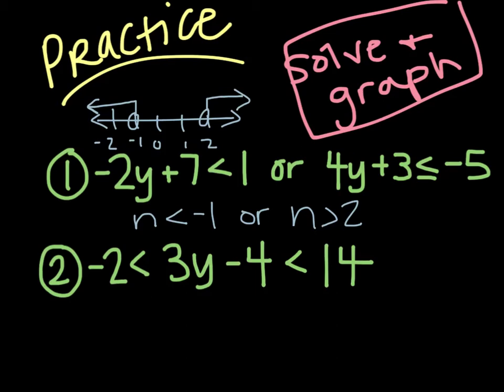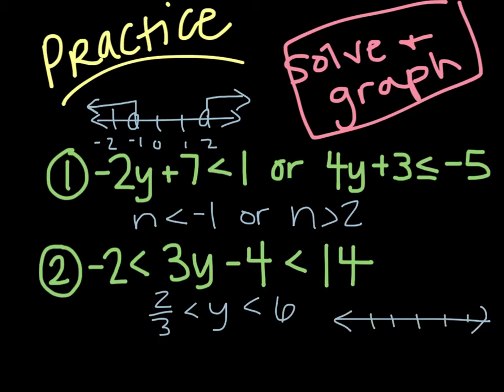And number 2, your answer is 2/3 is less than y, which is less than 6. And then graphing it, you can kind of go like this. I'm rounding it a little bit. Do the best you can. 2/3 would be approximately here, and 6 would be approximately here, and then it's that space in between that gets counted. So if you have questions on that, make sure you bring those to class.